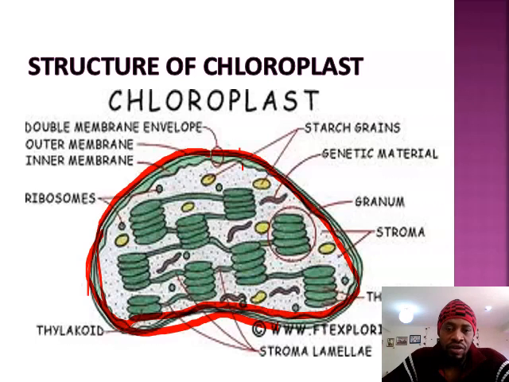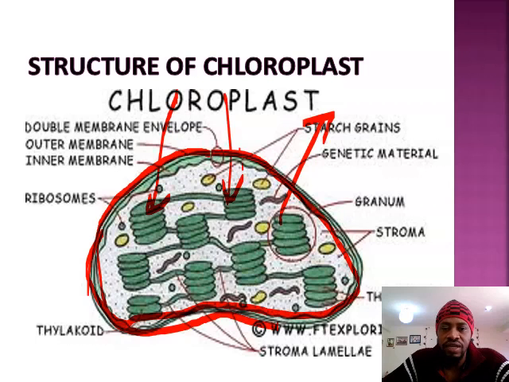While it's able to enclose everything, this double layer is permeable. It means it can allow substances to go in and out. There are substances that are required for photosynthesis and substances that are given off after photosynthesis has taken place. For example, it's permeable, so it can allow water to come in. It can allow carbon dioxide to come in. It can allow oxygen to go out.